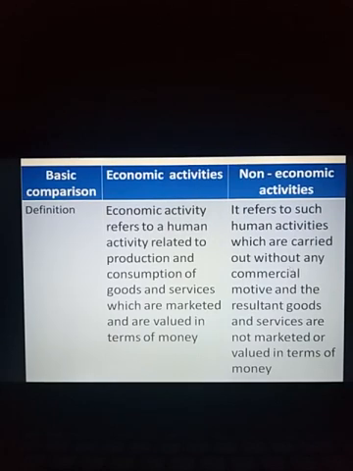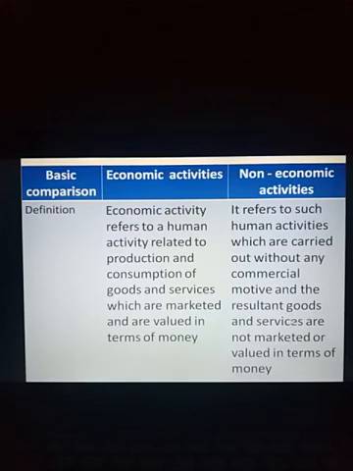So, observe the basic difference. Here, the goods and services are produced, but the intention is to earn money or make profit. But on the right hand side under non-economic, here also goods and services are produced, but there is no commercial motive, there is no idea to make money or profit. And here they are valued in terms of money, left hand side under economic, and right hand side they have not been valued in terms of money.